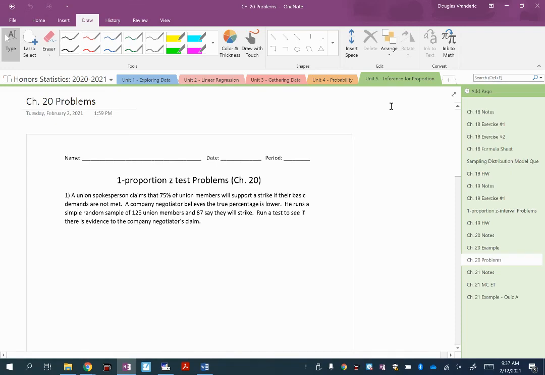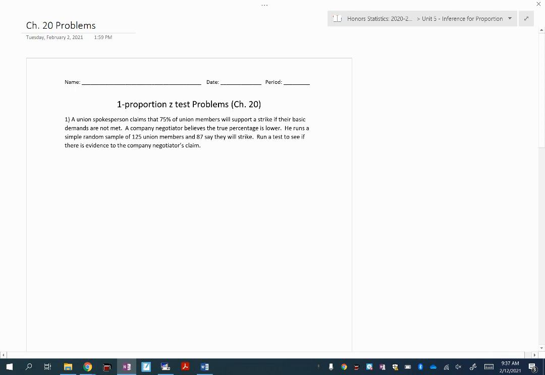This question is from our chapter 20 packet. We're going to pretty much do everything for a one proportion z-test, but we are not going to make the assumptions or check the conditions. Make sure, if you're watching at home, that you do that so you get full credit on these questions.